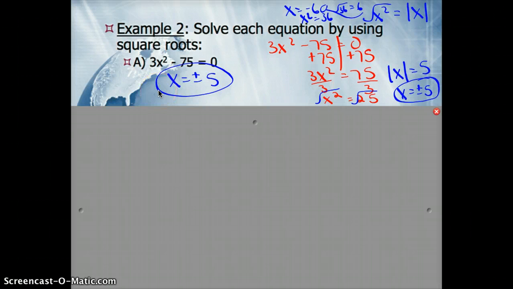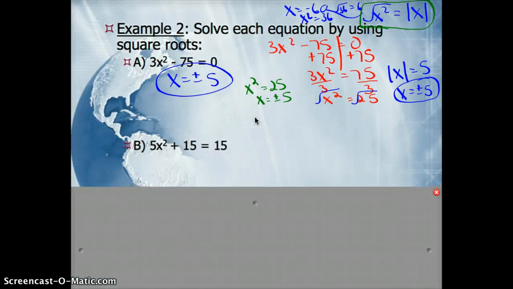If you don't like thinking about it in absolute value terms, I will allow you to just logic it out. If x squared equals 25, then x must either equal positive or -5. But it's good for you to get practice with this definition, the square root of x squared equals the absolute value of x, because it will come up over and over again. So let's try this one.